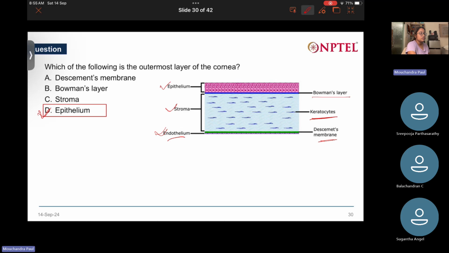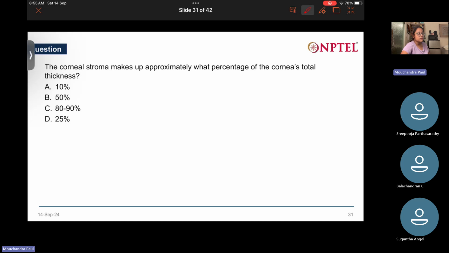So if we go again, the outermost layer is the epithelium, then there is Bowman's layer, then there is the stromal layer. In the stromal layer, there are keratocytes. Beneath the stromal layer, there is Descemet's layer, and beneath it is the endothelium. All right, makes sense? Moving forward, the corneal stroma makes up approximately what percentage of the cornea's total thickness?